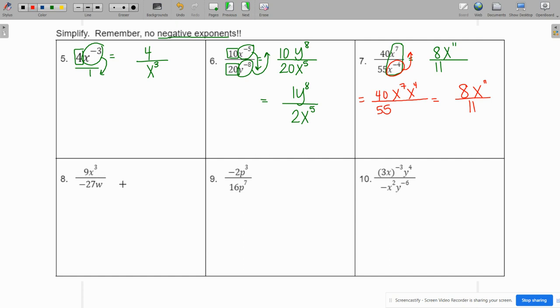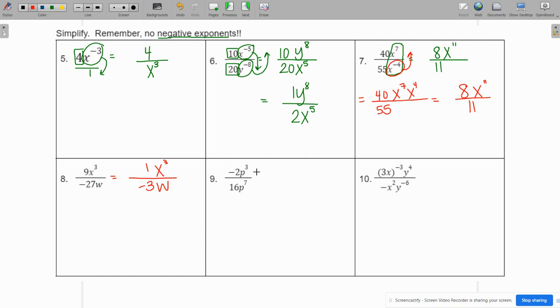So why don't you pause the video, maybe try a couple of these on your own, and I'm going to quickly go through the answers then. So in this case, x cubed over w, those are different bases so they can't actually simplify together. So the only thing that I can simplify is 9 over negative 27 to get 1 over negative 3.